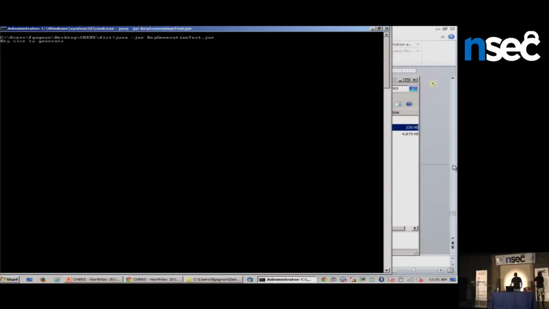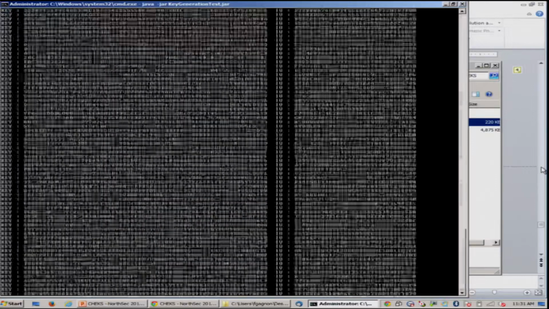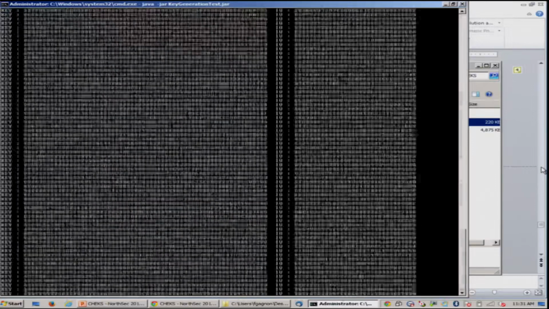So let's say we generate a 256 bits key. It takes a few seconds because there are thousands of parameters that we need to initialize. So it's like 3 seconds. But after that, if we say that we want to generate 100,000 keys, it's going to be kind of fast.